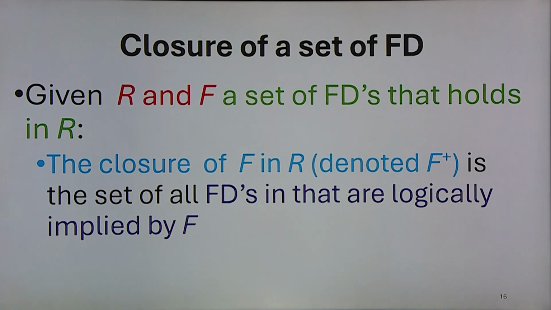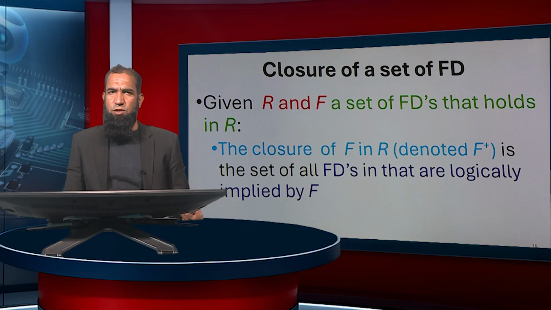logically implied by F. In other words, F plus includes all the dependencies explicitly listed in F and all the dependencies that can be inferred from F using Armstrong's rules. So when we compute F plus, we are discovering every dependency that is true according to the logic of F. In particular, this helps database designers to reason about whether certain dependencies are redundant or implied.